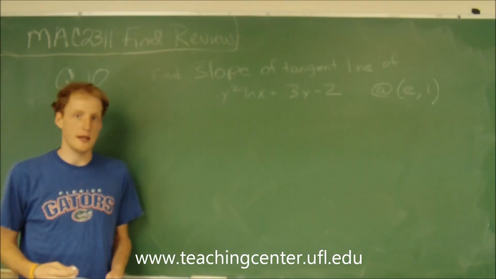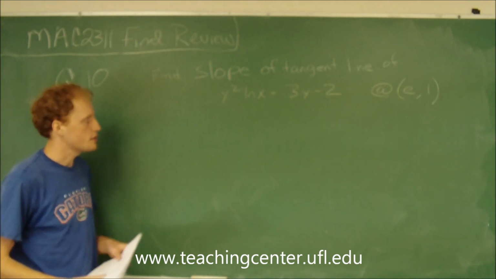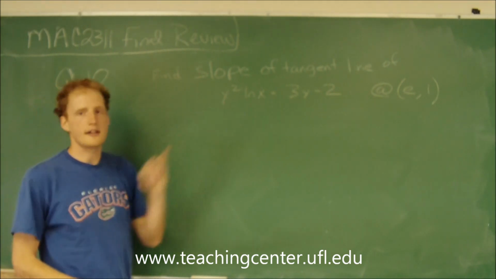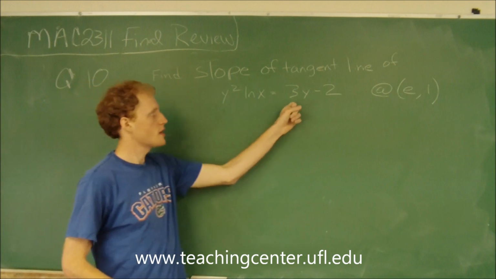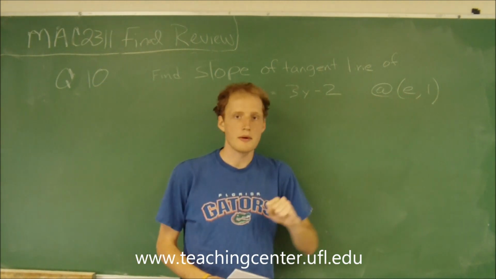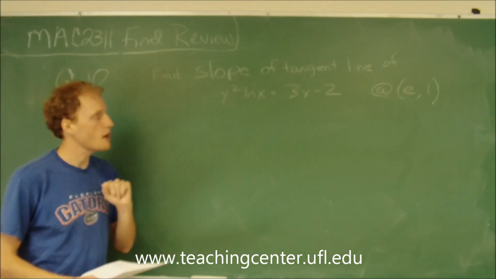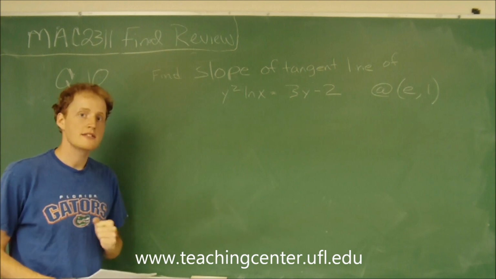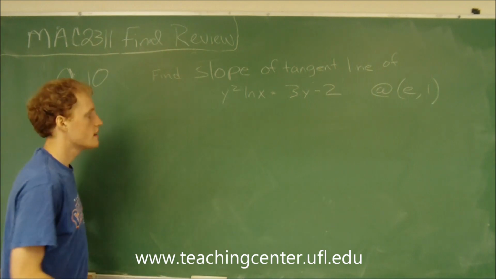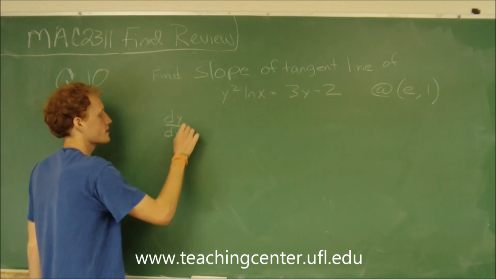This is problem number two. It says, find the slope of the tangent line to y squared times the natural log of x equals 3y minus 2 at the point (e, 1). Since it says find the slope of the tangent line, it means find the derivative. So we're looking for dy over dx.